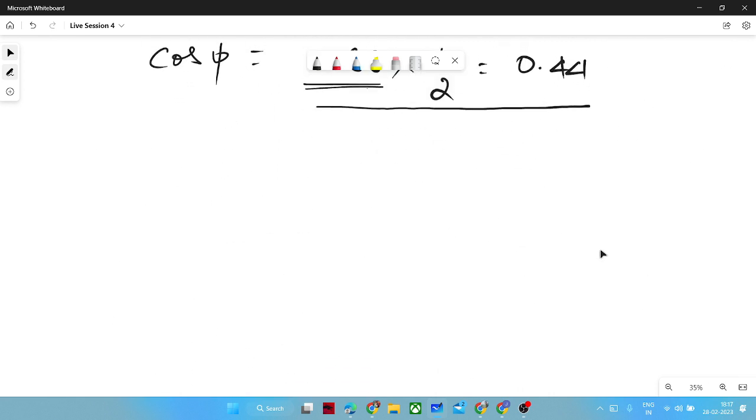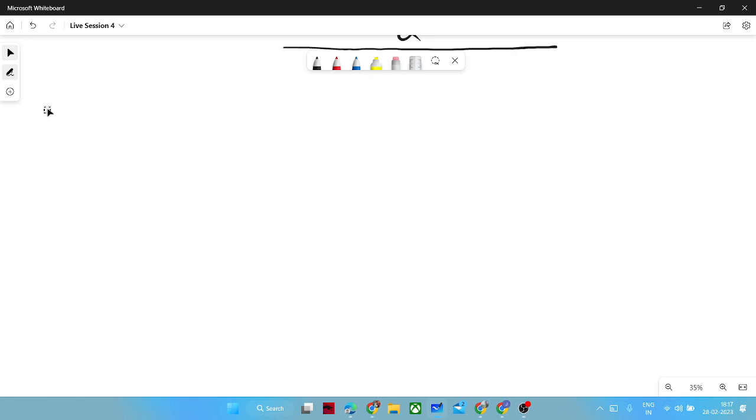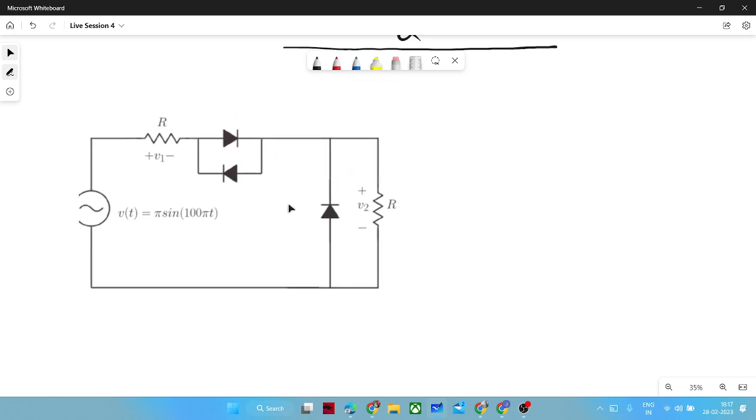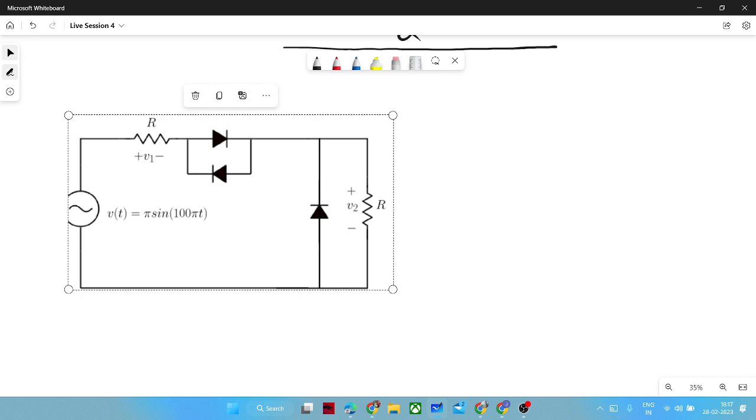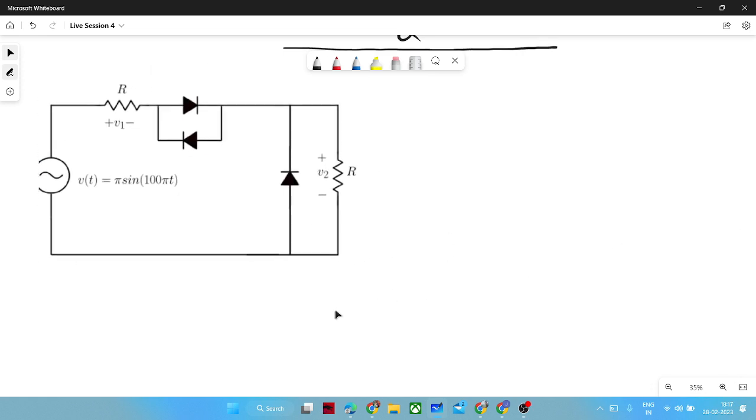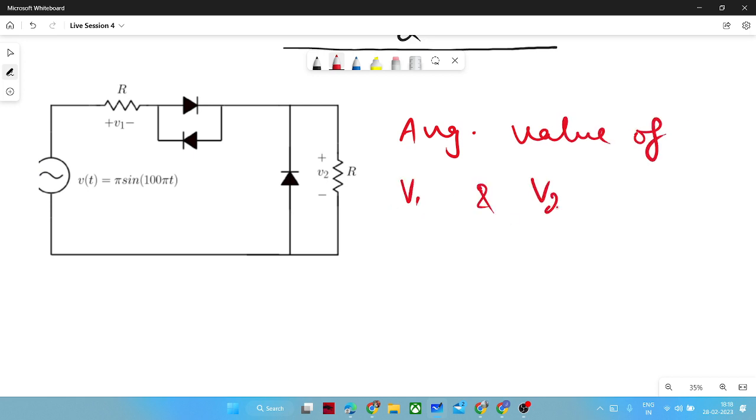In the meantime, you can look at the current week's assignment, and in between we can also discuss if you have any doubts related to the current assignment. However, I think after solving the previous year's assignment, a lot of your doubts should be cleared. Anyway, take a look at this circuit, please. In this circuit, we need to compute the average value of V1 and V2.